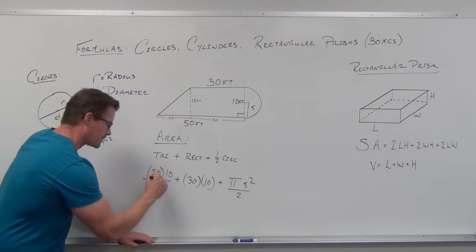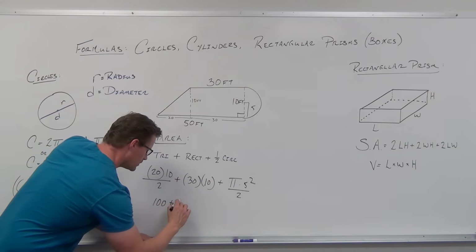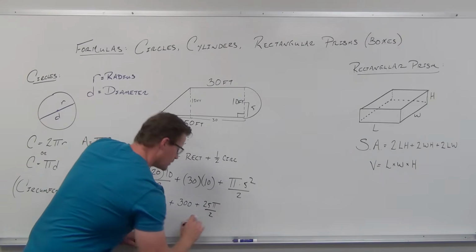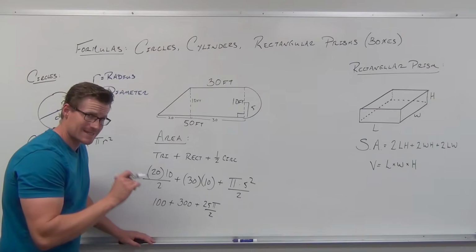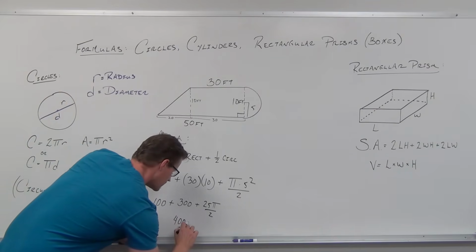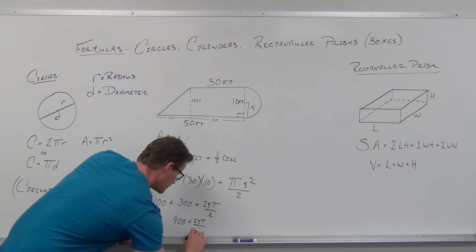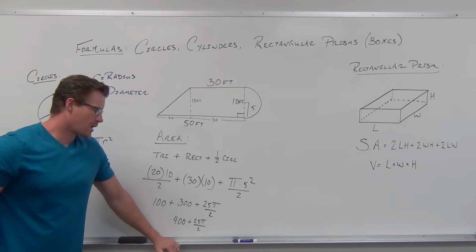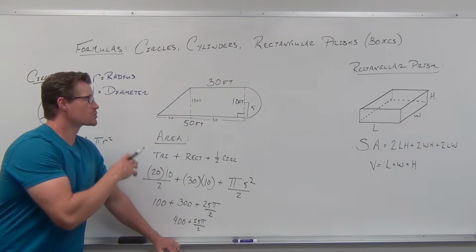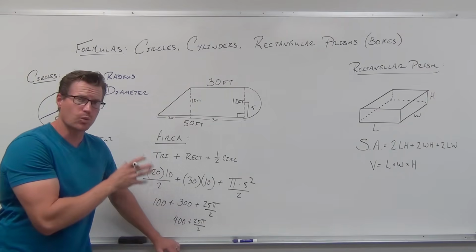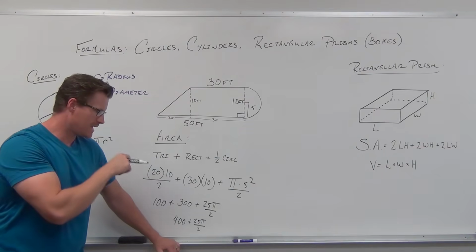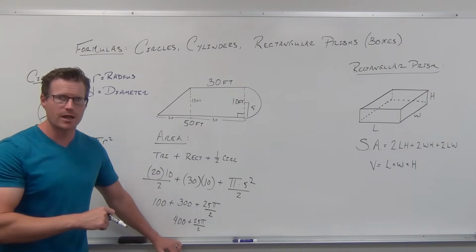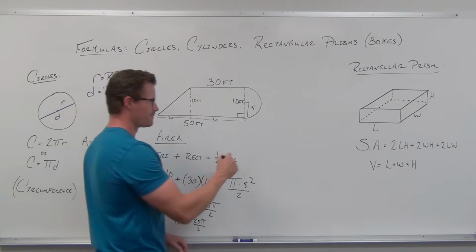This would give you 100 plus 300 plus 25 pi over 2. Altogether, for an exact answer, we'd have 400, excuse me, we'd have 400 plus 25 pi over 2 square feet. So this whole thing would be square feet, not feet, square feet. If you wanted to approximate it, you'd have to do 25 times 3.14, then divide by 2, and add that to 400 square feet.